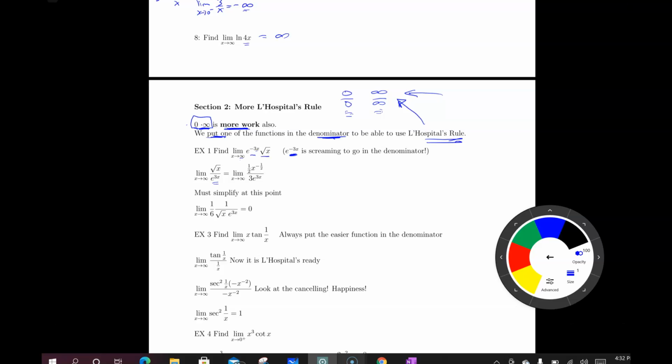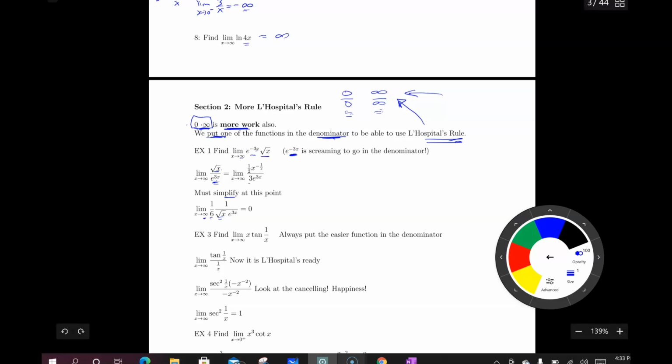Okay, now let's check to see if it is L'Hopital ready. Put in infinity, I get infinity over infinity. It is L'Hopital ready, so let's do it. Derivative of root x is 1/2 x to the negative 1/2. Derivative of e to the 3x is 3e to the 3x. Simplify. I've got negative exponents up here, so let's put it in the denominator. Let's move the 1/2 and the 1/3 together to be 1/6.